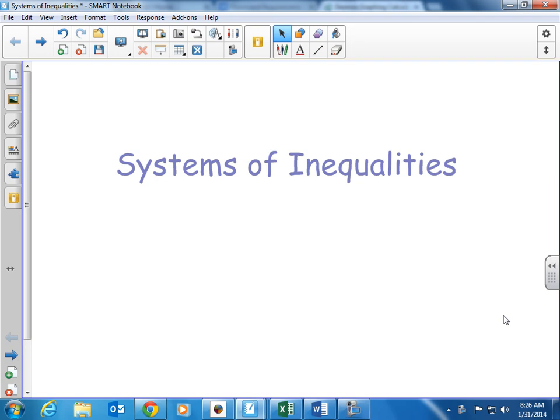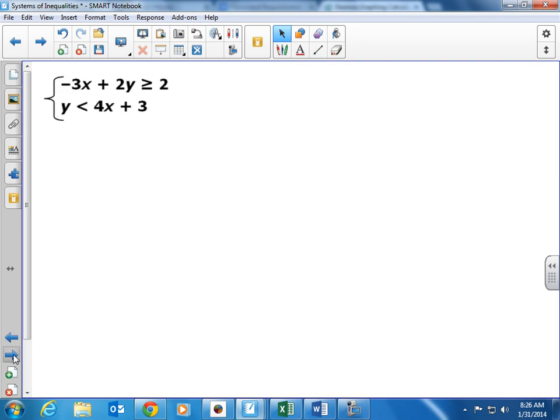So now we're going to take that idea and combine it with a system. We're going to have two or more, in our case just two, linear inequalities that we're going to graph and then find the solution set to. So let's look at our first inequality here.